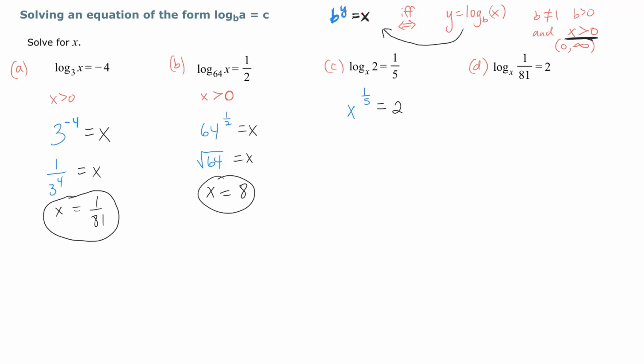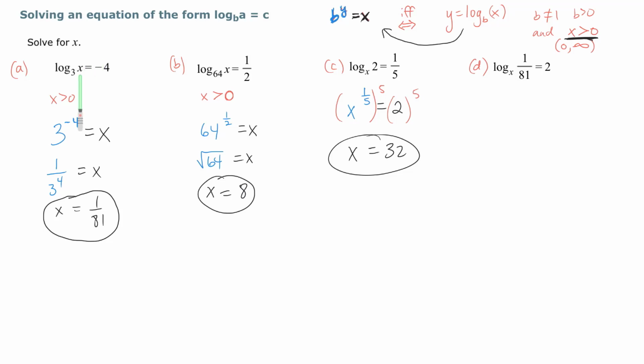Now how do you solve for x? That's the 5th root of x. In order to get x, we're going to apply the function x to the 5th power to both sides. So what do we have now? We have x on the left-hand side of the equation, and that is equal to 32.